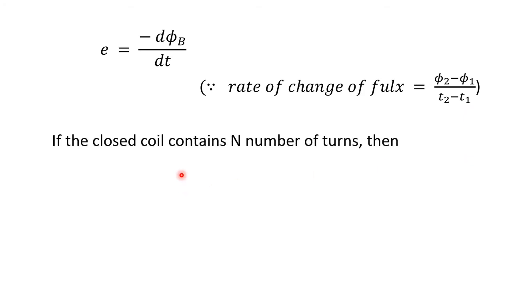Now if the closed coil has N number of turns, due to one turn we are getting this effect. If there are 2 turns, then it will be doubled. If there are 3 turns, it will be 3 times. So due to N number of turns, the effect will be N times. So the induced EMF E equals minus N into d phi B by dt. So the induced EMF produced in the coil which has N number of turns is equal to minus N into d phi B by dt.